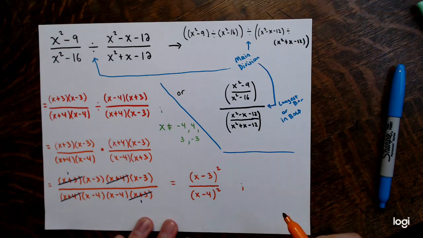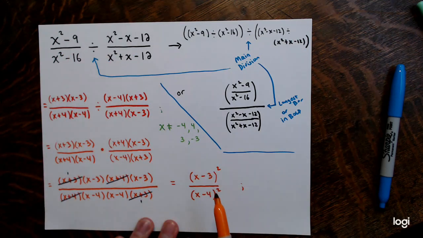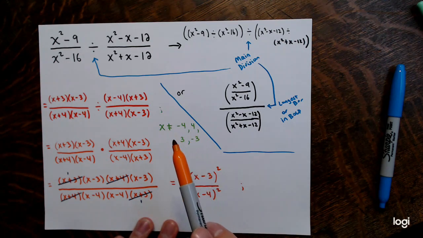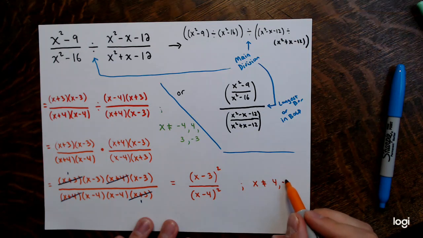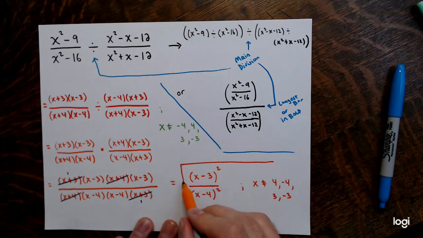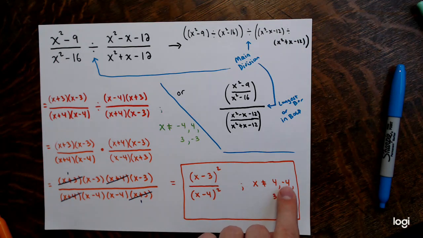And then again, just make a note to myself that this fraction divided by this fraction will be equal to this fraction always, except for when the value of x is these four numbers. X cannot be 4, negative 4, 3, or negative 3. And again, double check. Try some other numbers out. Just make sure you're not plugging in negative 4, 3, or negative 3.